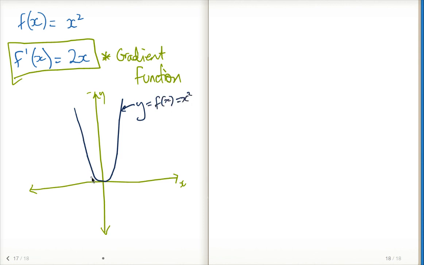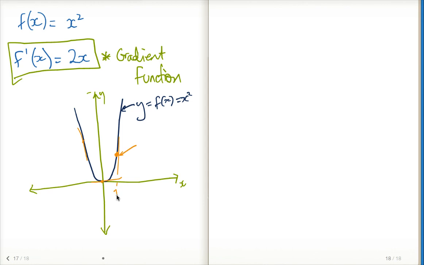Now, what if I said to you, what is the gradient right here? So if we're trying to find the gradient right here, then it's kind of that. What is the gradient over here? Well, it's that there. What is the gradient at this point? It's this. So I can actually use this gradient function to help me find the gradients at these different points.